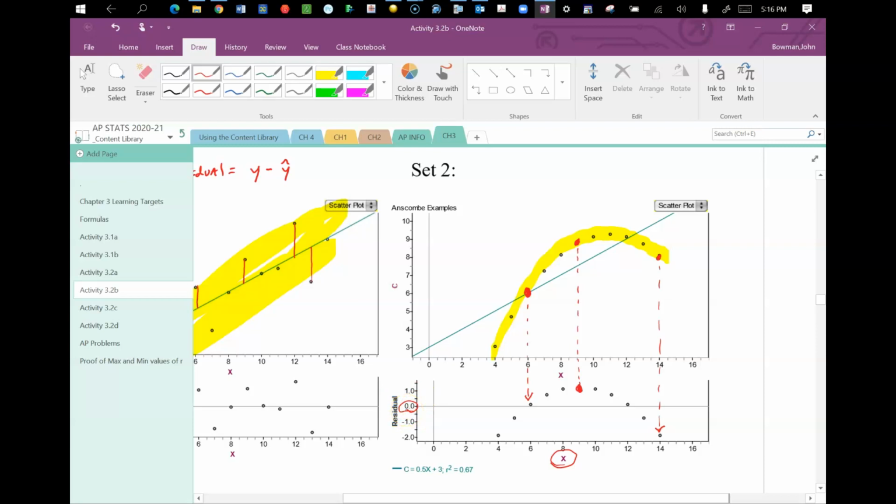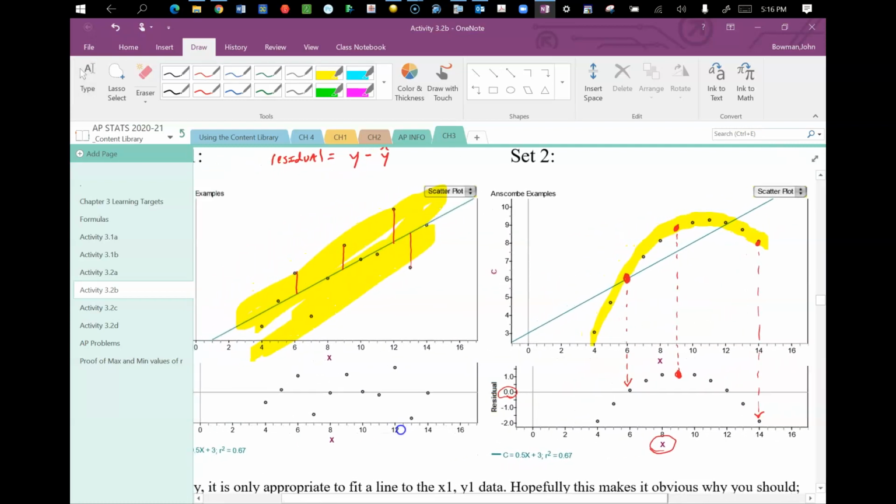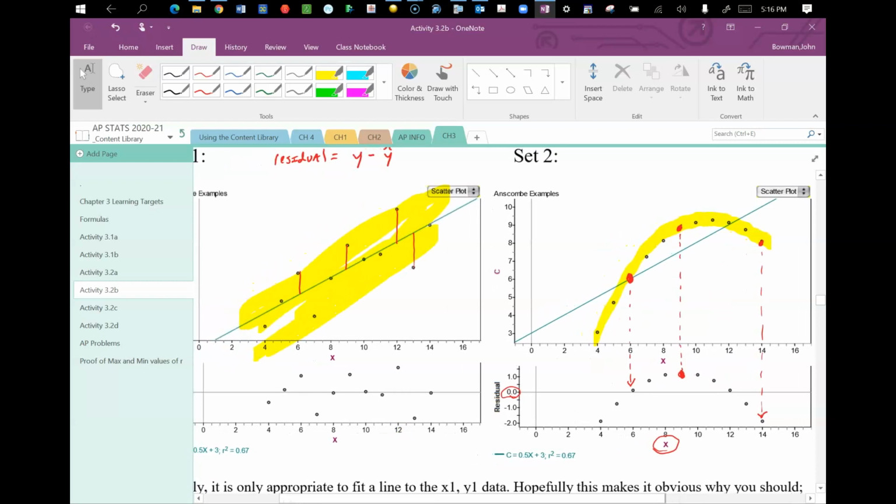And effectively what it does, especially if you use the explanatory variable on the horizontal axis, is it magnifies any patterns that you have in the data. And for a line to be appropriate to fit a set of data, we don't want to see any pattern. If you look at the residual plot for data set 1, there's really no pattern to this. Whereas if you look at it for data set 2, it clearly magnifies that curvature.